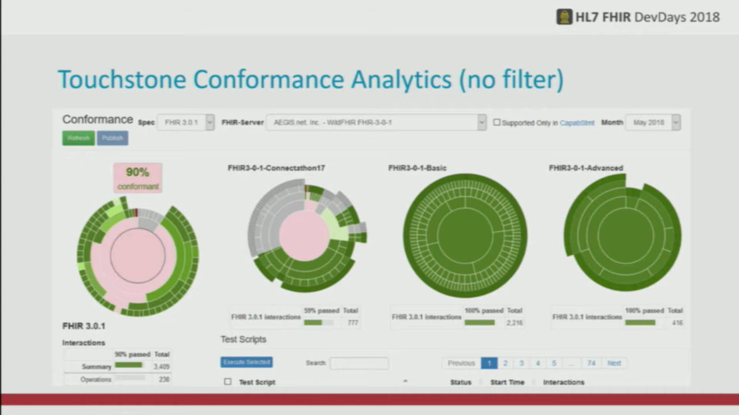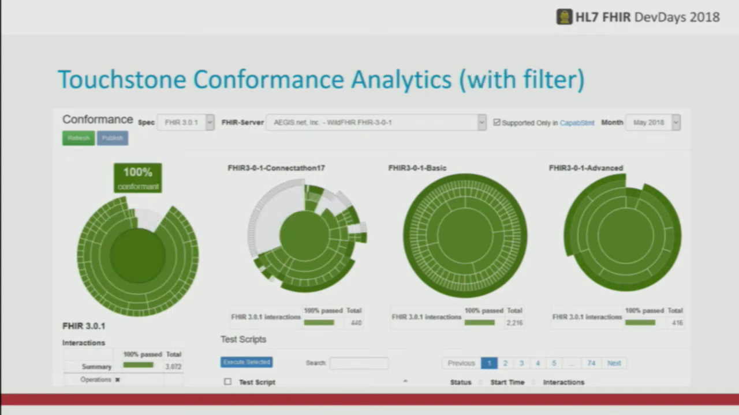There's a little checkbox up there called supported only in capability statement. If that's checked, I filter out any test scripts that I don't support based on my capability statement. So now I get a much more accurate result. You notice that little red mark is now silver because I'm excluding it from my results. That's just one of the features that we have. So you get a better representation now of how your conformance numbers are.